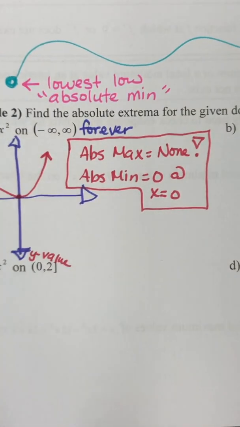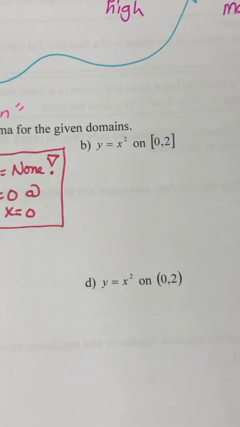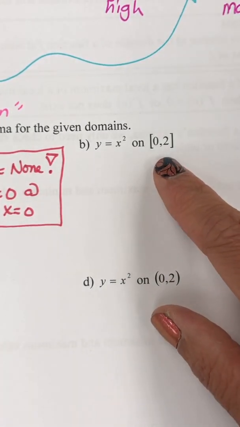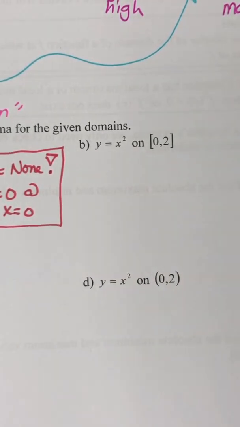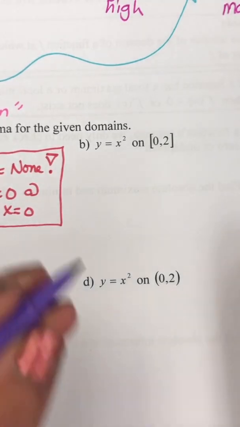All right, let's look at letter B. y equals x squared, so it's still the parent function, f of x equals x squared, but this time we're on a closed interval. It's closed because we have the square brackets. So it's going to start at x equals 0, and it's going to end at x equals 2. It has a start and a finish.